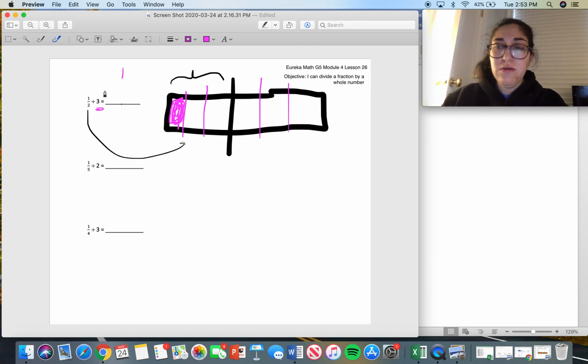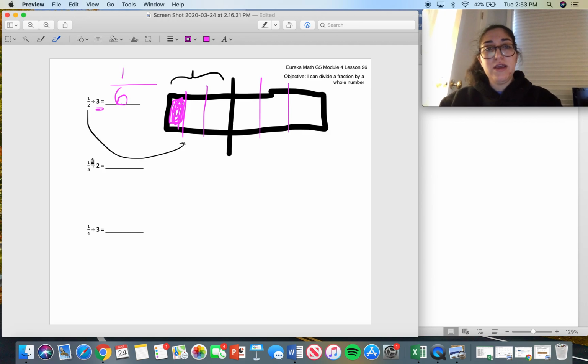So it's 1, that's my numerator, what I care about, out of how much is made up, does one whole make up, or makes up one whole, is 6 pieces. So it's 1 out of 6. All right, let's look at this next one. This one says 1/5 divided by 2.